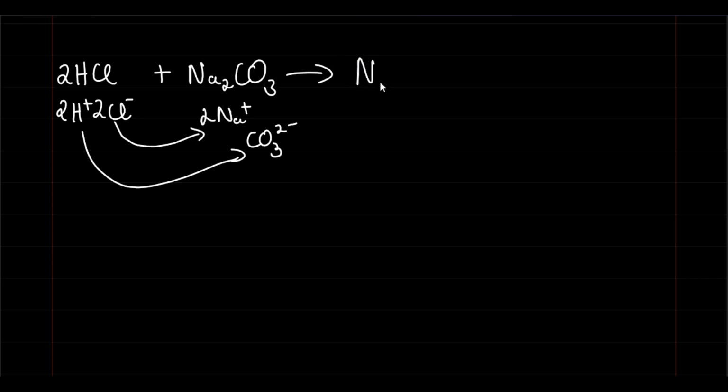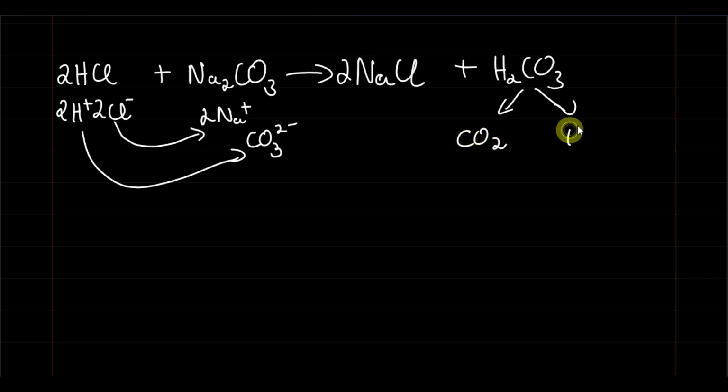So we'll have 2 NaCl, 2 sodium chloride plus carbonic acid. Now when they write these equations, they don't write carbonic acid as it is, because remember I said that if we have a neutralization reaction of an acid and a carbonate base, we will have carbon dioxide plus water. So this carbonic acid will decompose to form carbon dioxide and water.